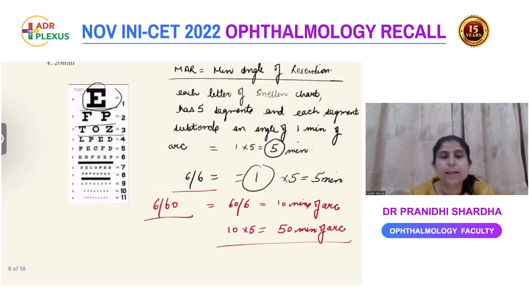Each letter of the Snellen chart has a total of 5 segments. Each segment subtends an angle of 1 minute. So the total letter subtends an angle of 5 minutes.